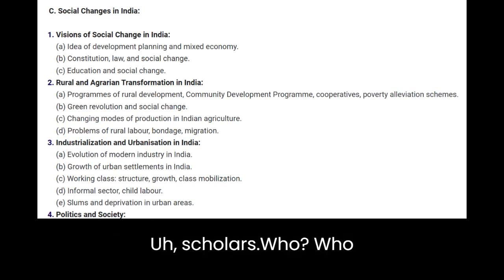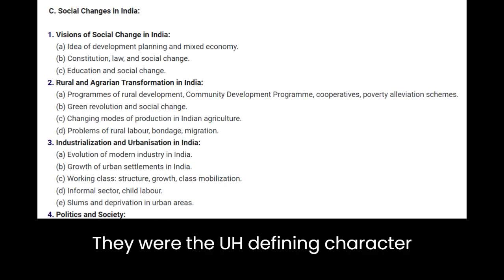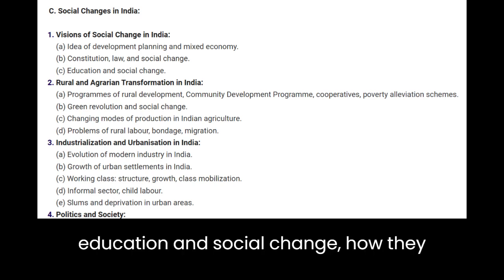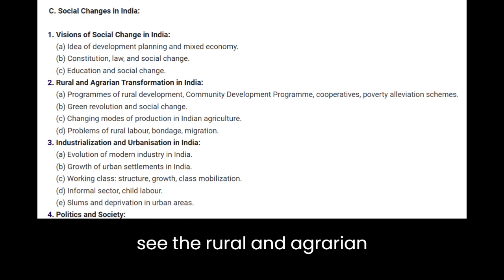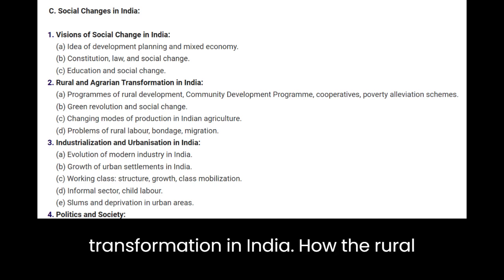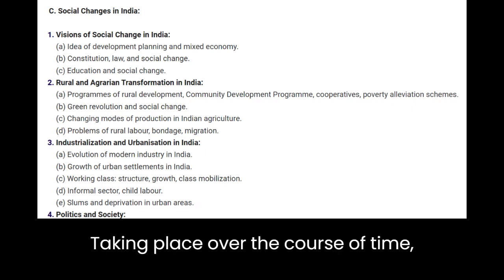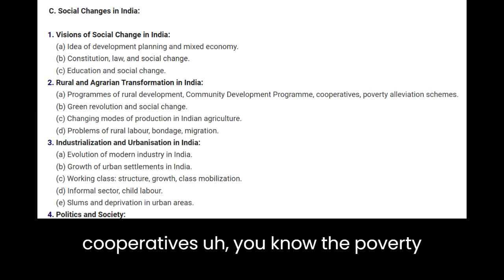Those scholars who were taught by the British education system in India, introduced by Lord Macaulay, were the defining character in Indian independence. So how education and social change are related, we will see that. We will see the rural and agrarian transformation in India, how rural development has taken place over the course of time, the community development program, cooperatives.